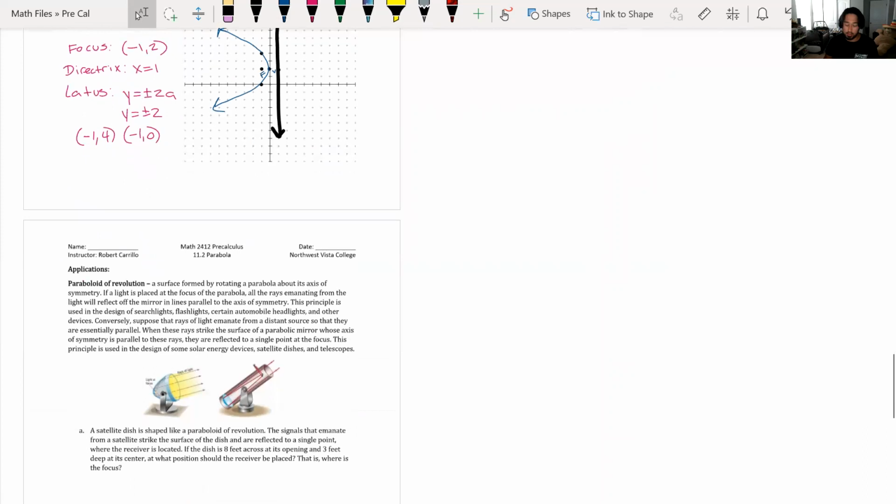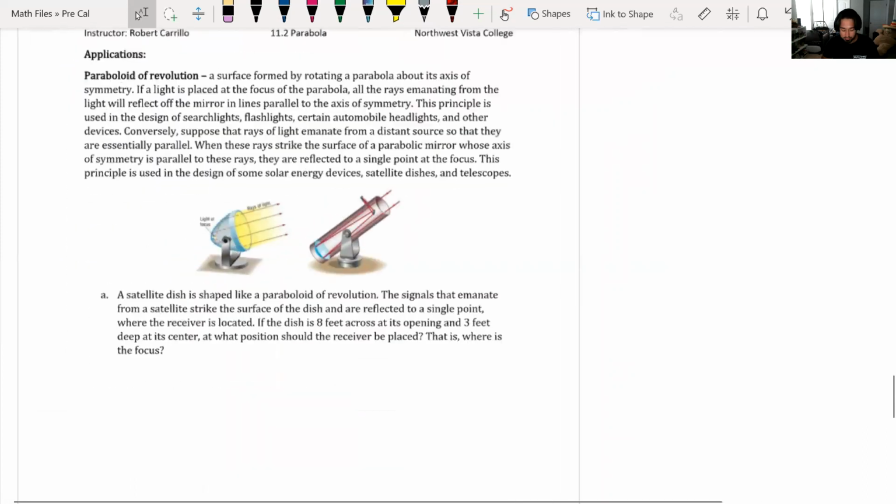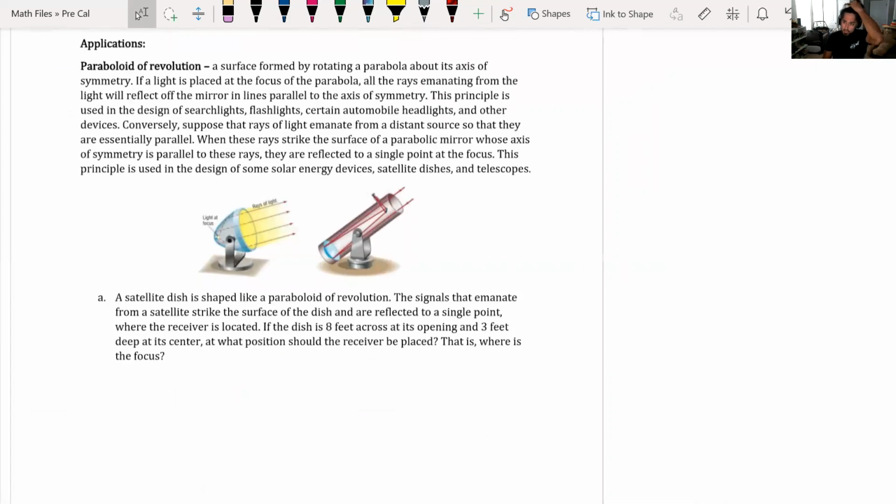Okay, last problem. All right, we have something called a paraboloid of revolution, a surface formed by rotating a parabola about its axis of symmetry. If a light is placed at the focus of the parabola, all the rays emanating from the light will reflect off the mirror in lines parallel to the axis of symmetry. This principle is used in the design of searchlights, flashlights, automobile headlights, and other devices. So you're just looking for lights or maybe signals that come in, bounce off, and then reflect back out. That's our paraboloid of revolution.